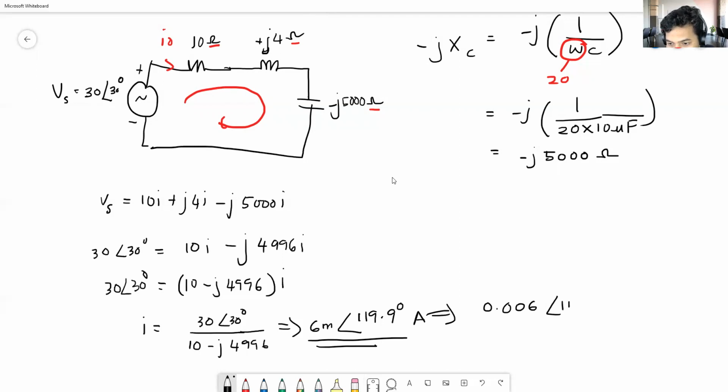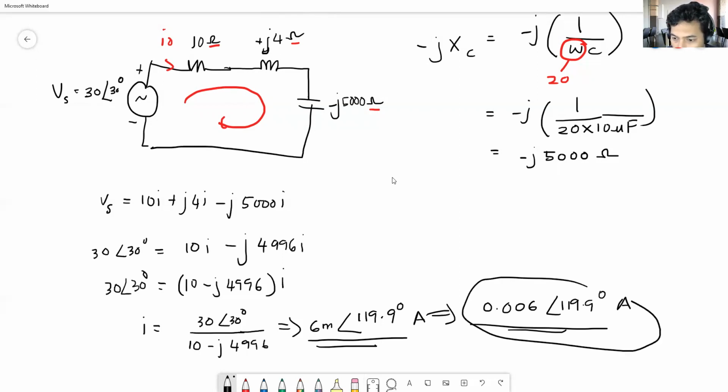Or actually 0.006 angle 119.9 ampere. Okay, so if you want to write it in terms of the time domain, i(t) is 0.006 sine 20t plus 119.9 degrees. Okay, so that's all for the basic Ohm's law.